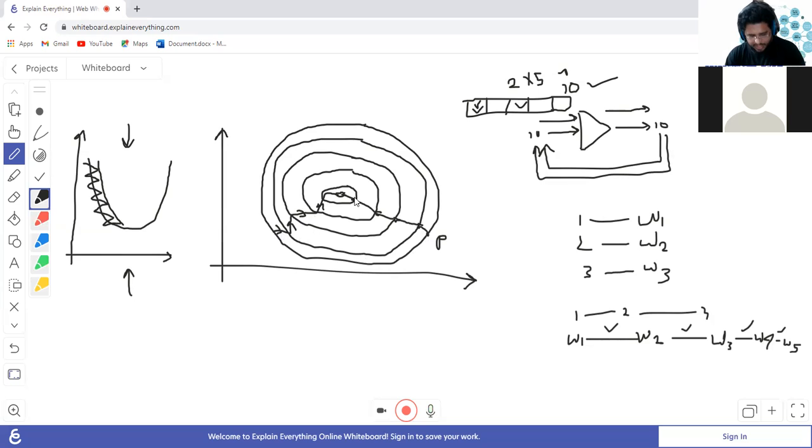Okay, and this is called noise. This zigzag path is called noise. In order to reduce the noise, there is a method known as SGD with momentum. That one we will learn. What is stochastic gradient descent? Mini-batch stochastic gradient descent with momentum.